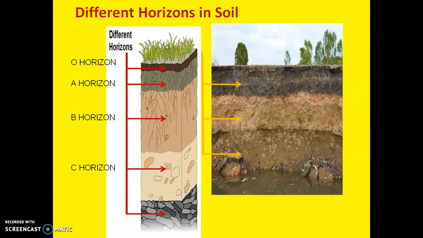C horizon, also known as parent rock, is in the form of large rock which is sometimes unbroken. It contains soluble inorganic compounds. R horizon, also known as bedrock, forms the bottommost layer of the soil profile. It is in the form of a large, unbroken rock strata as continuous hard mass.